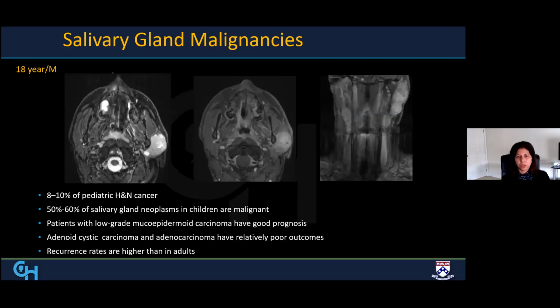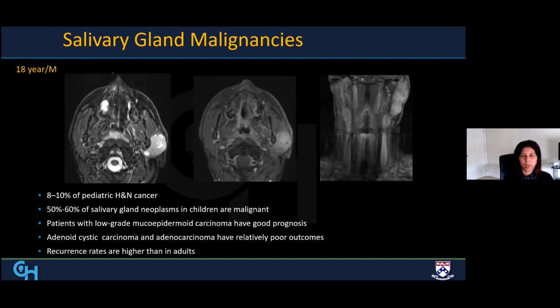Salivary gland tumors, now again, this is a smaller group which can occur in children. It can be benign, with pleomorphic adenomas with very bright T2, or they can be malignant tumors, which are usually of the mucoepidermoid carcinoma type. They're generally low-grade malignancies and have a good prognosis, but if it is adenoid cystic carcinoma, unfortunately it has a relatively poor outcome.